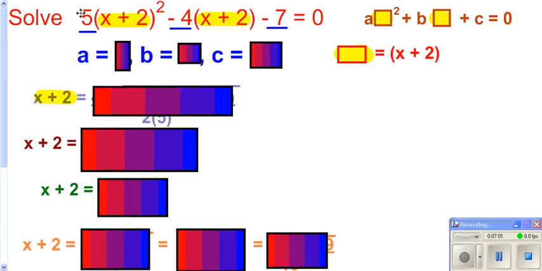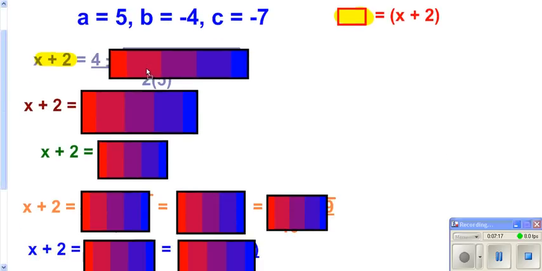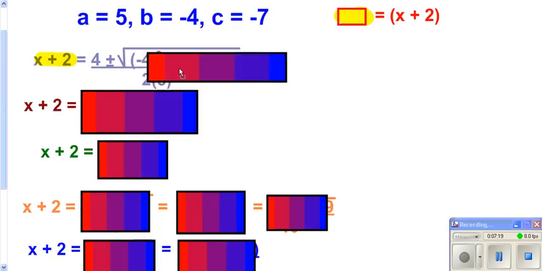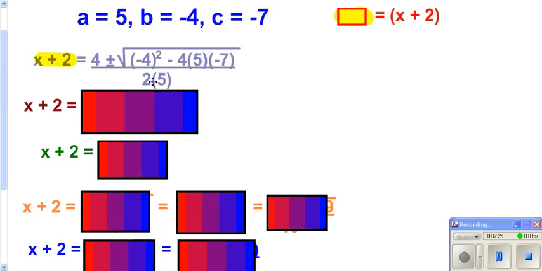Remember, your a is always what's in front of your squared term, which in this case is a 5. Your b is always what's in front of your term to the first power, which is your negative 4. And your c is always the stuff that doesn't have your variable. Well, we plug that in then to our quadratic formula, the opposite of b plus or minus your b squared minus 4 times a times c all over your 2 times your a.